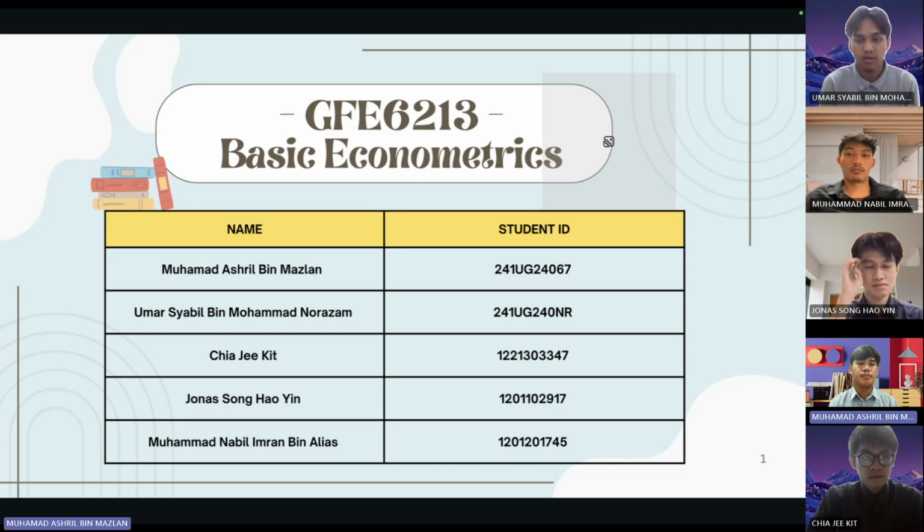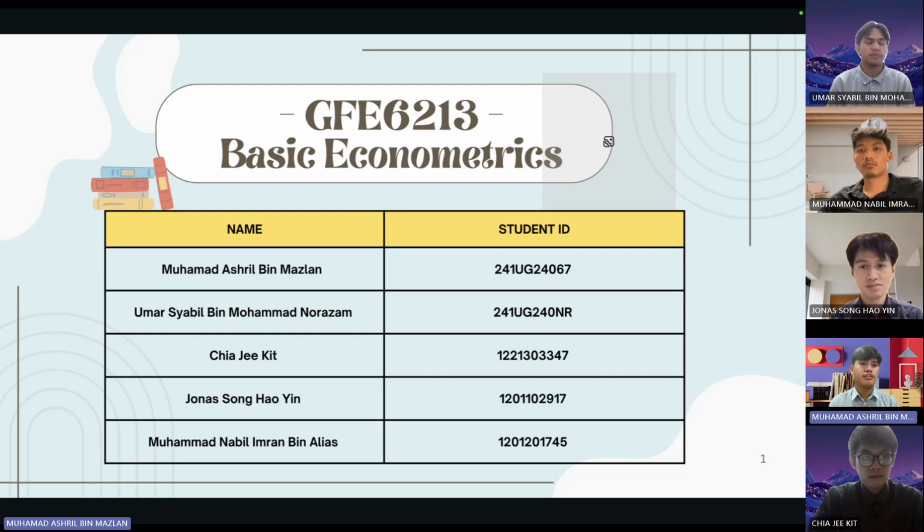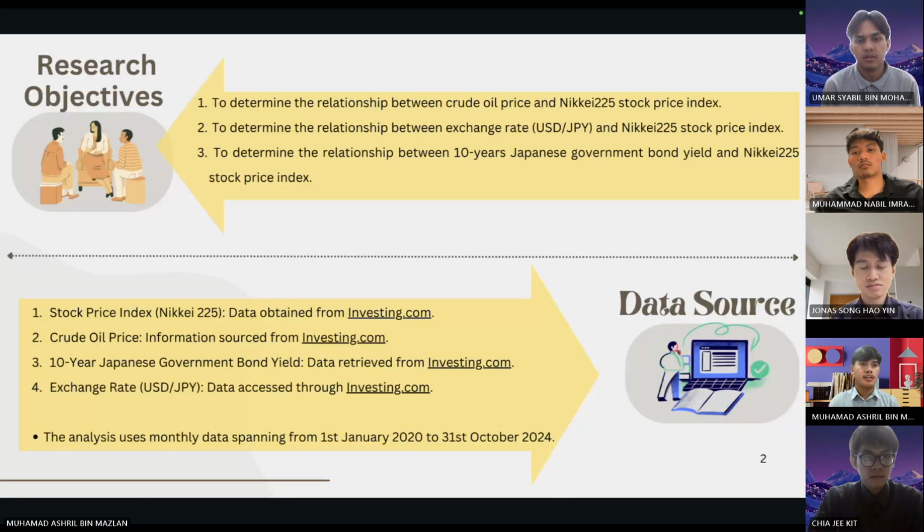So today we're going to present about the stock price index in Japan, and what the variables are that contribute to the movement of the stock price index Nikkei 225. We have me, Ashril, Umar, Kit, Jonas, and also Imran here. So without further ado, let's present and analyze the contribution of the variables towards the stock price index Nikkei 225. Over to you, Kit.